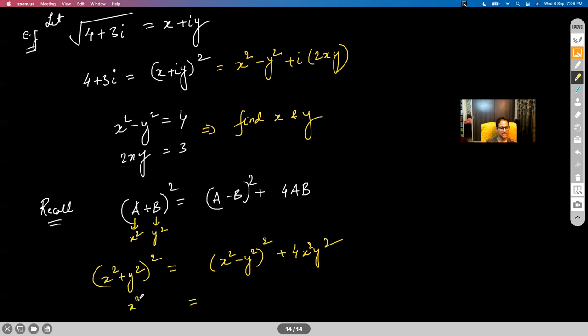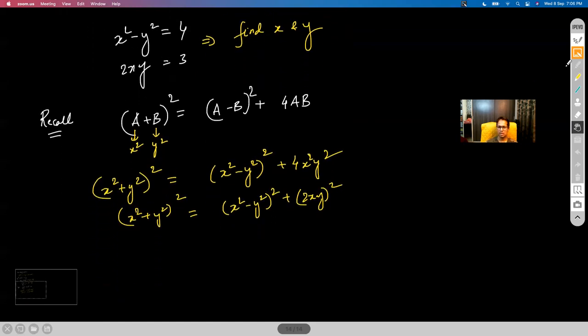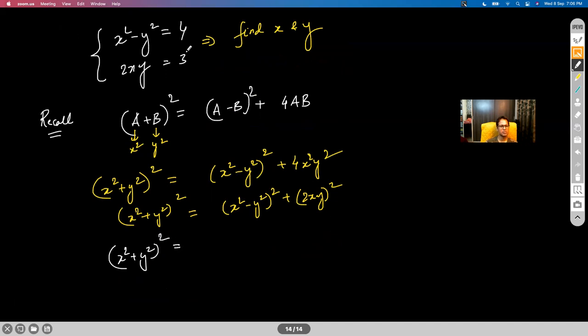In short, you're trying to say that (x² + y²)² = (x² − y²)² + (2xy)², isn't it? Now, from the given expression, can I say (x² − y²) will be 4 squared and 2xy the whole square is 3 squared, right? In short, it is 25. So what is your x² + y² value?